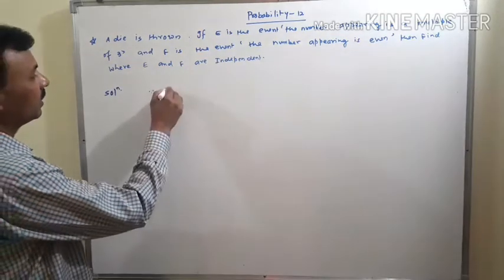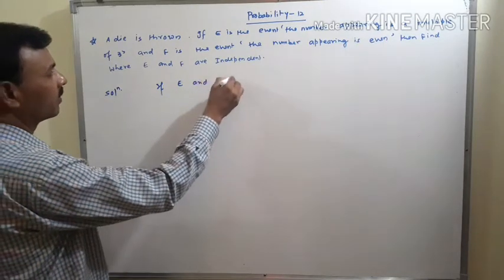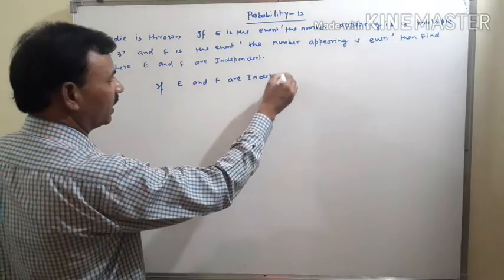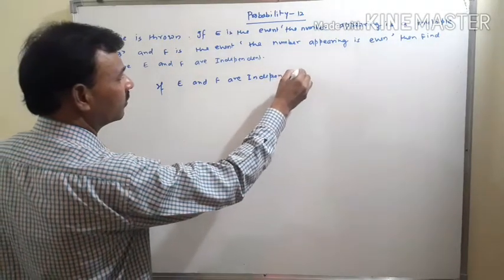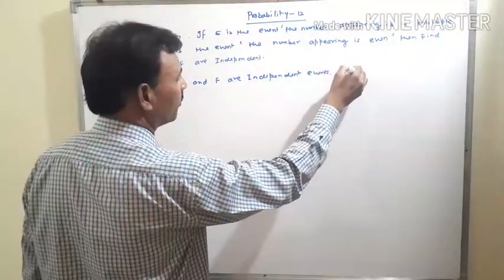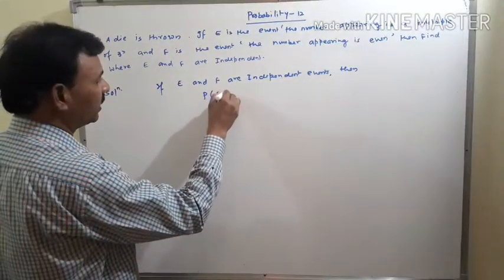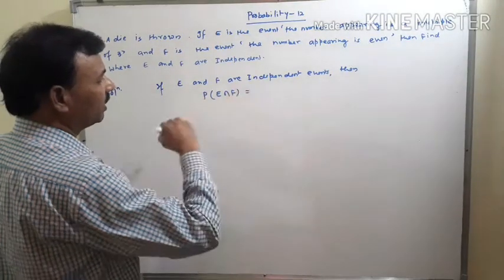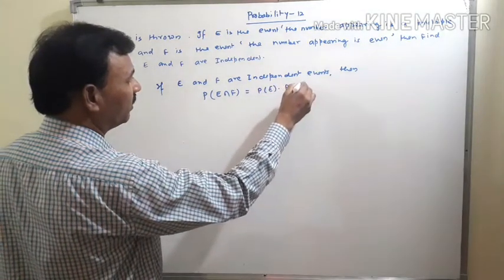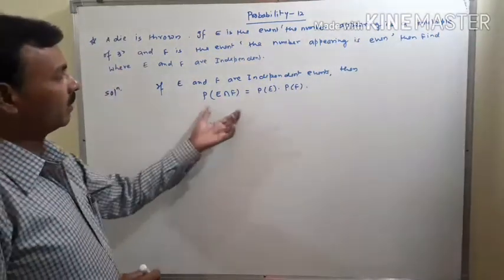If E and F are independent events, then the probability of E intersection F should be equal to the probability of E into the probability of F. This is the condition of independent events.